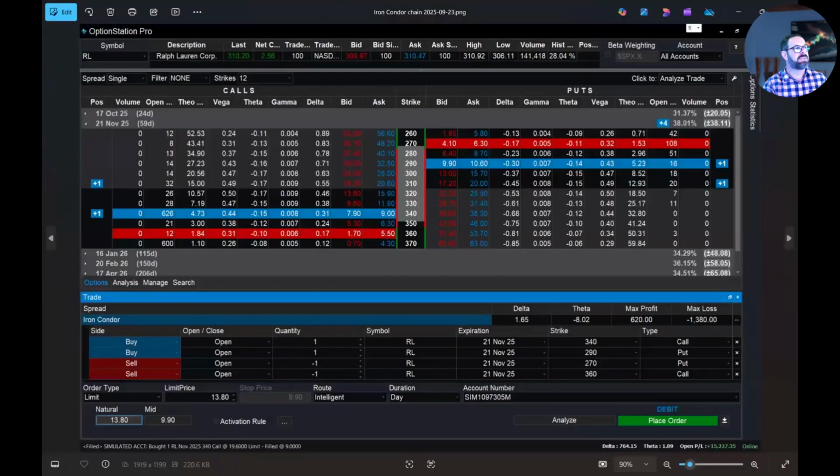Oh, I didn't take a picture of this. This was what it looked like on the entry date. So I don't have the Vega, unfortunately.